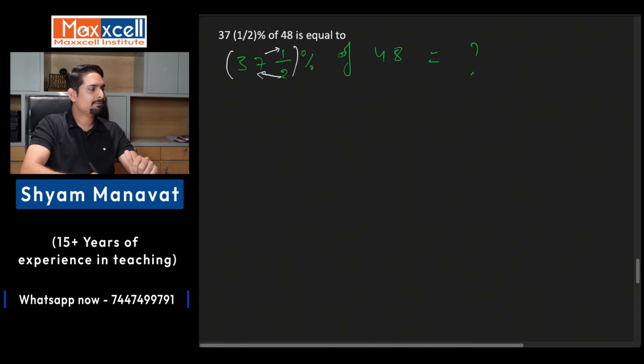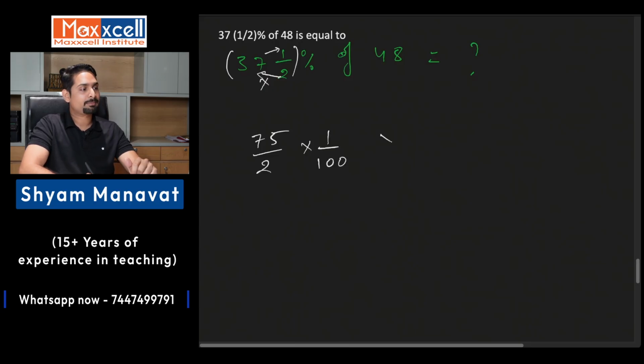So 2 into 37 will get you 74 plus 1. 74 plus 1 is 75 by 2. Percentage, remove the percentage sign, divide by 100. Replace "of" with multiplication. Write 48 as it is. You can rewind the video and check how I am simplifying this. So cancel by 25: 25 3s are 75, 4s are 100, 4 1s are 4, 4 2s are 8.